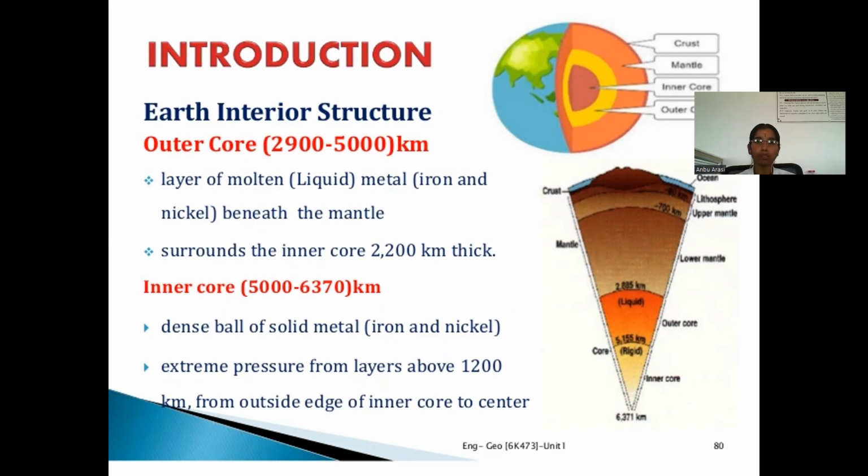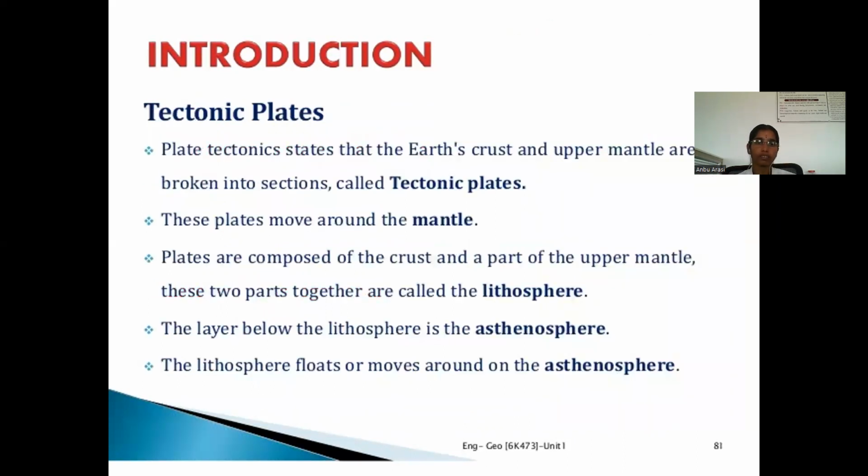It is a layer of liquid iron and nickel beneath the metal, which surrounds the inner core, and is 2200 kilometers thick. Next is inner core. Inner core is 5000 to 6370 kilometers. A dense ball of solid metal. Extreme pressure from layers above, 1200 kilometers from the outside edge of inner core to center.